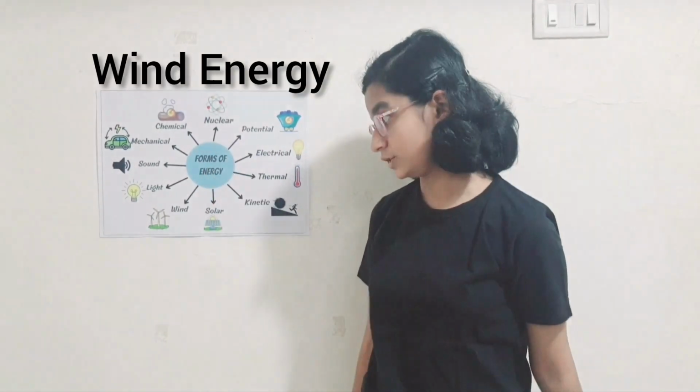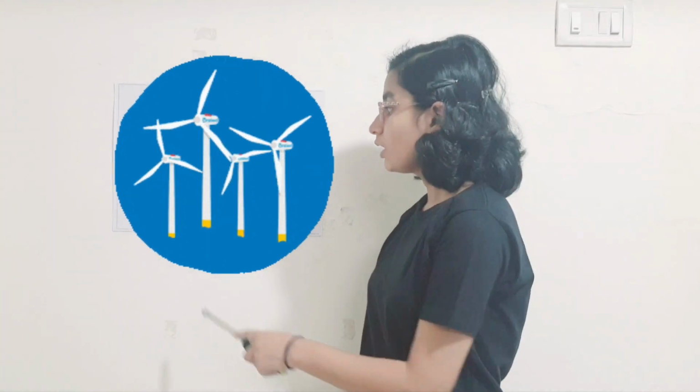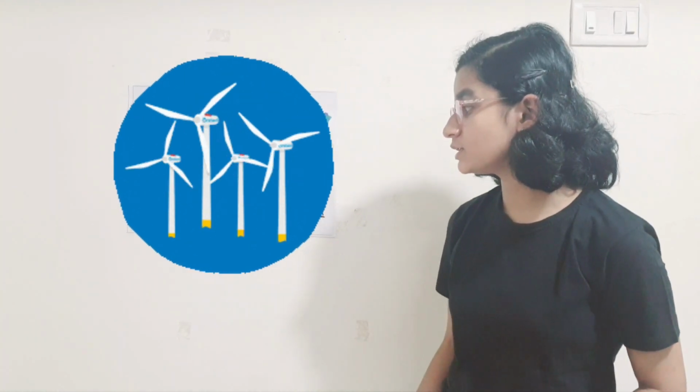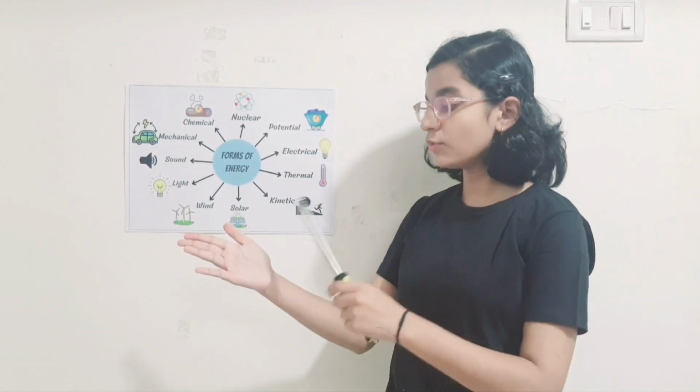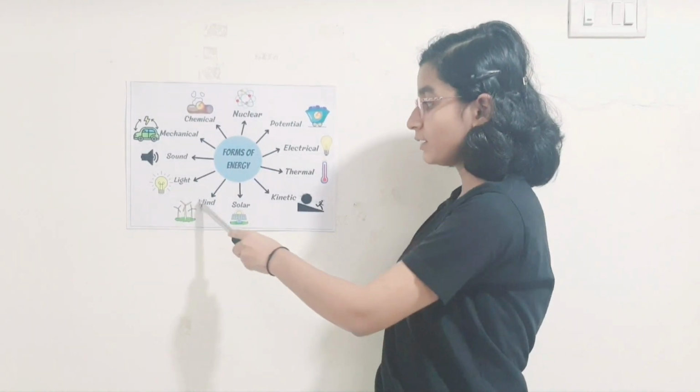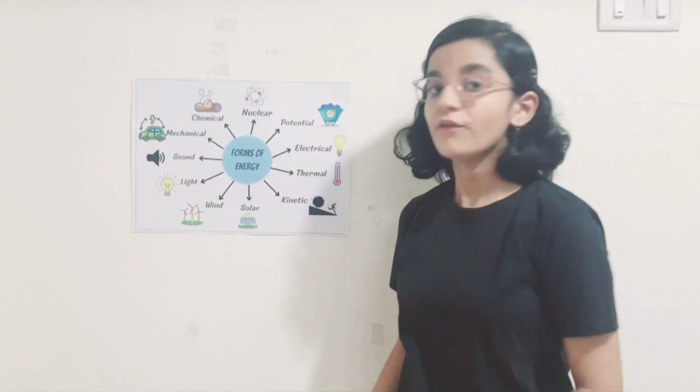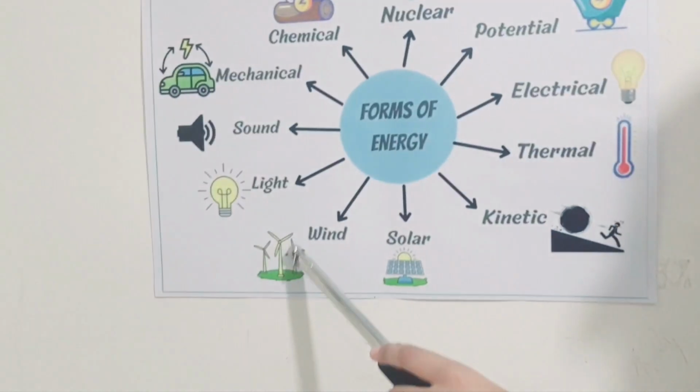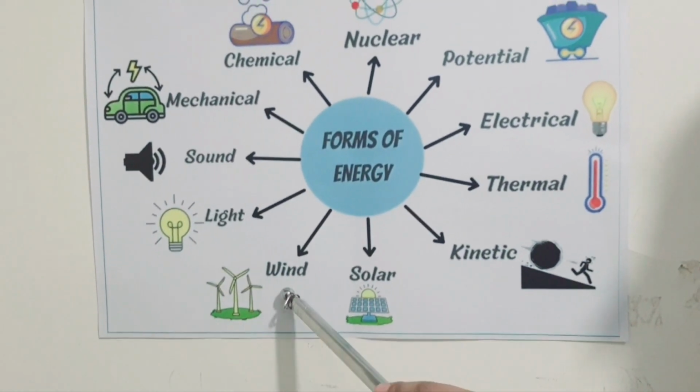Number 4. Wind energy. The energy obtained from moving air is known as wind energy. It is also an eco-friendly source as it does not harm the environment. The moving air rotates the blades of the windmill, which then rotate the turbines, which then create electricity.